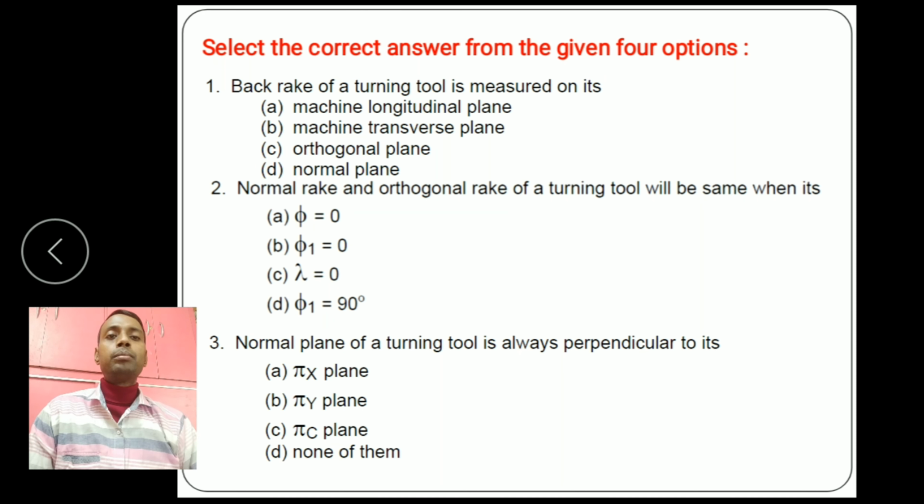So now I discuss some short questions. Back rake of a turning tool is measured on which plane? The options are: machine longitudinal plane, machine transverse plane, orthogonal plane, normal plane. Normal rake and orthogonal rake of a turning tool will be the same when phi equals 0, phi 1 equals 0, lambda equals 0, or phi equals 90. The normal plane of a turning tool is always perpendicular to its: lambda, pi X plane, pi Y plane, pi C plane, none of them.